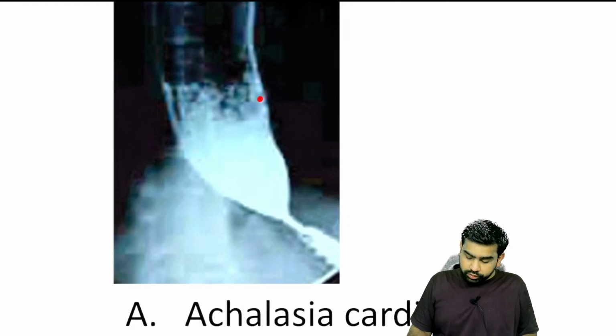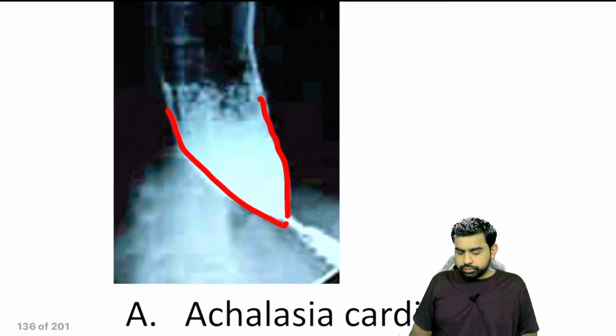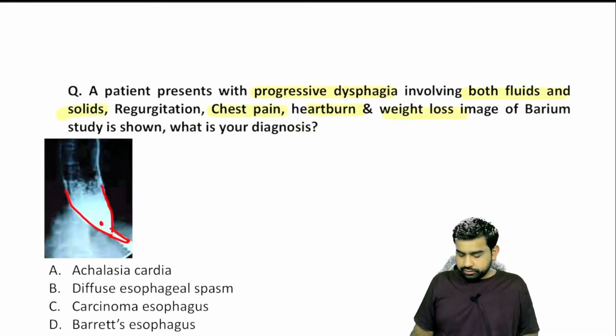So what is the characteristic here? Bird's beak, or the rat tail appearance, or the pencil tip appearance. This is your bird's beak or pencil tip appearance. And what is the diagnosis over here? It is achalasia cardia.